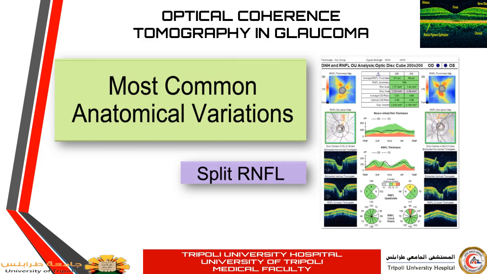The other thing, when you look at the TSNIT map here, you can notice that the apex of the retinal nerve fibers has a two-hump appearance, and they are deviated. So this is due to splitting of the fiber fill.